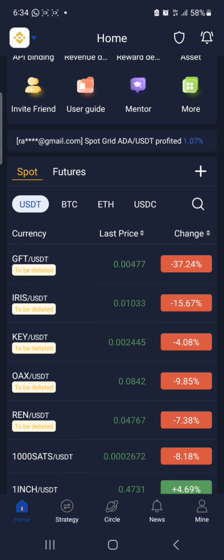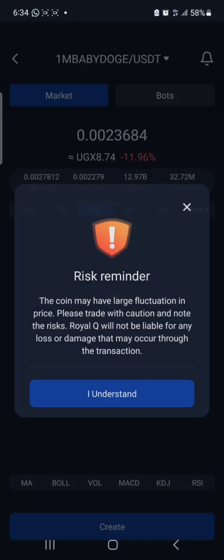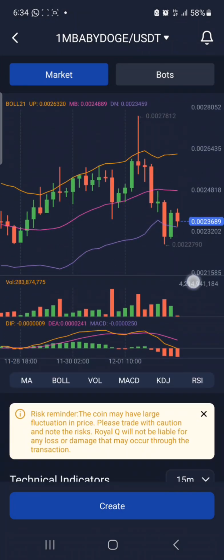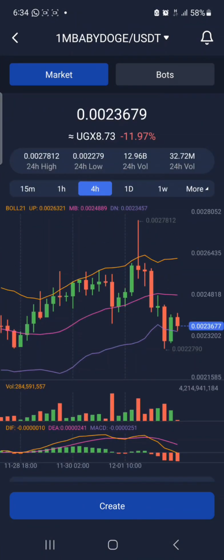So guys, let's see the first indicator. All right, indicators are just here. You just tap a coin and then tap I understand, and the indicators are right here. You see them? All these are indicators that we're going to see and get to understand.